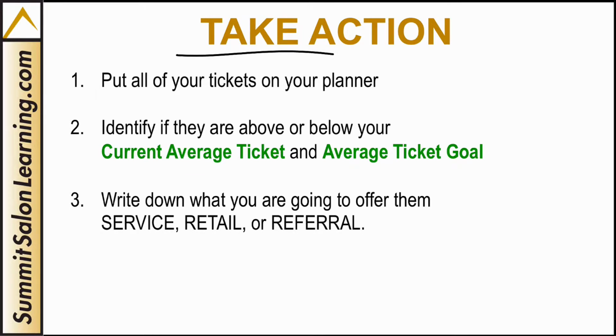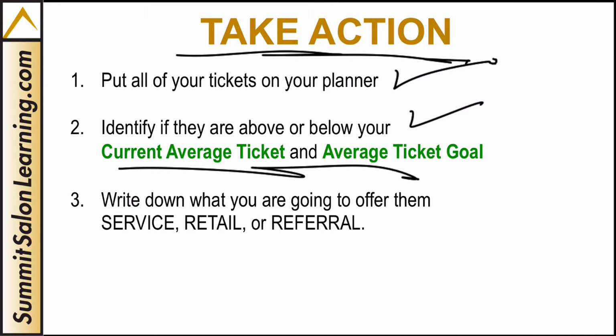Your homework assignment is to begin putting all of your tickets on your planner. Continue that process just like in the last lesson. Identify if those tickets are above or below your current ticket average and the goal. And then the biggie, you're going to begin to write down what you intend to offer those guests in your middle column. That's all for now.